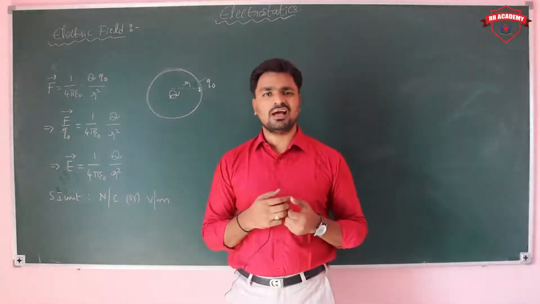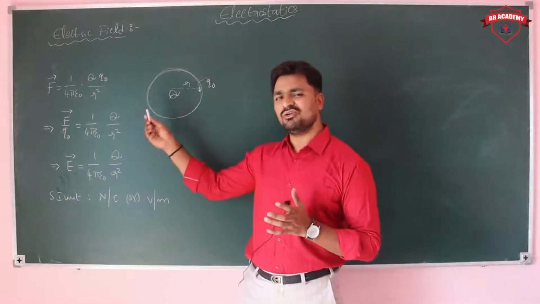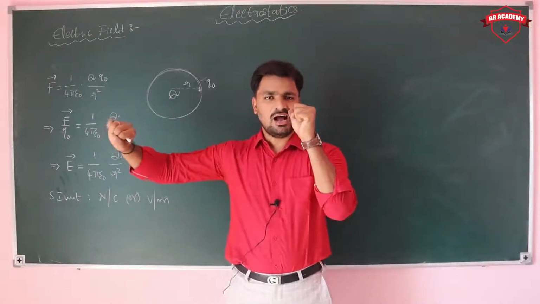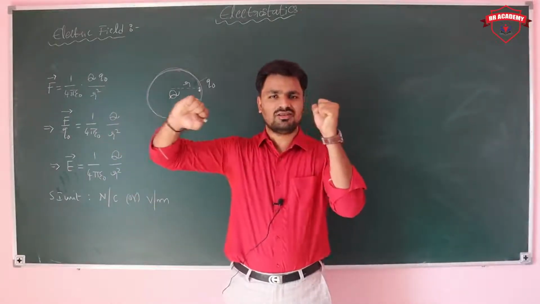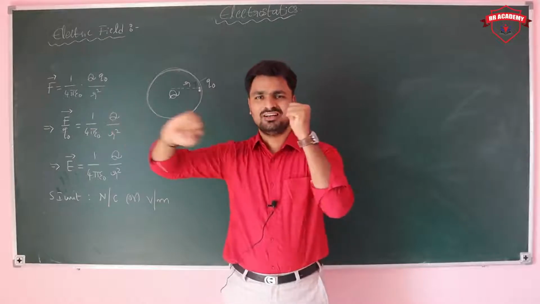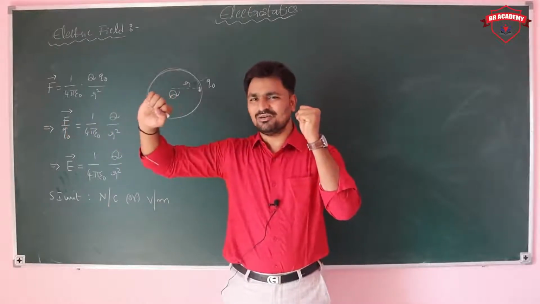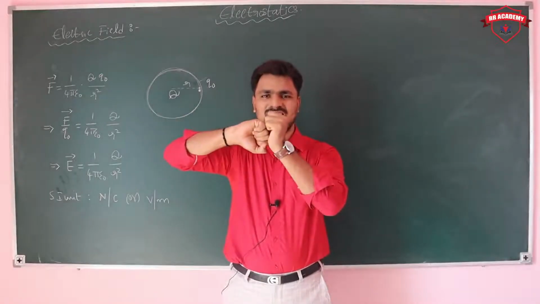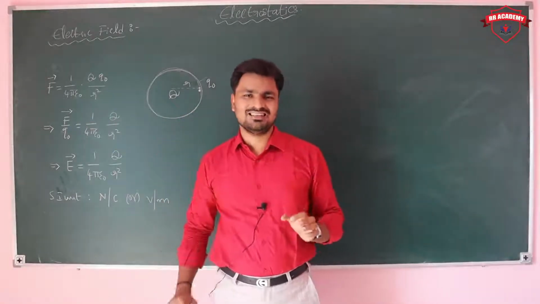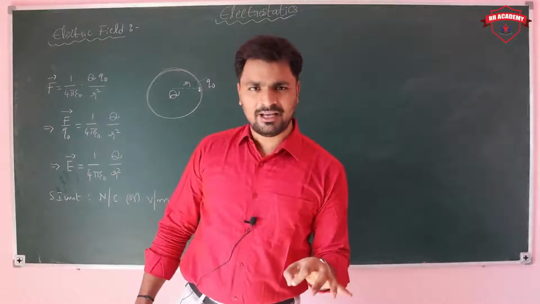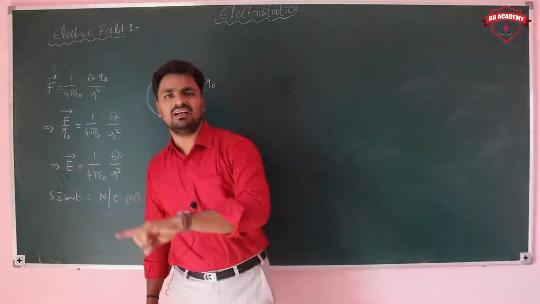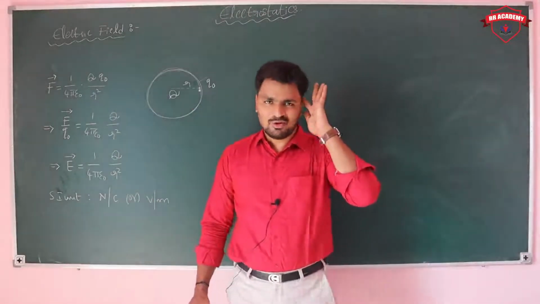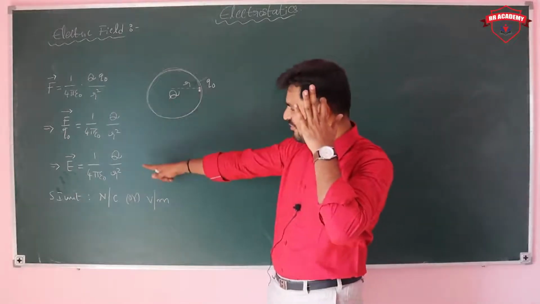For example, how does the action work? Here the source charge you can consider a positive charge. I am trying to bring another positive charge, then what happens? Repulsion. In case it is a negative charge, when I bring the negative charge here, then they attract. So repelling as well as attracting: something happens when a charge comes into a particular boundary. That particular boundary we call the electric field.